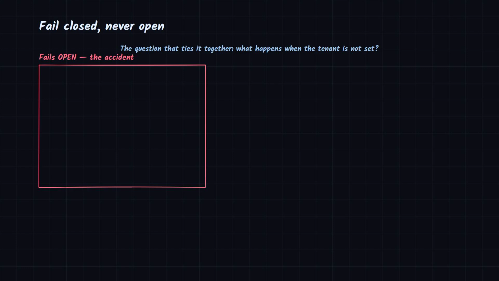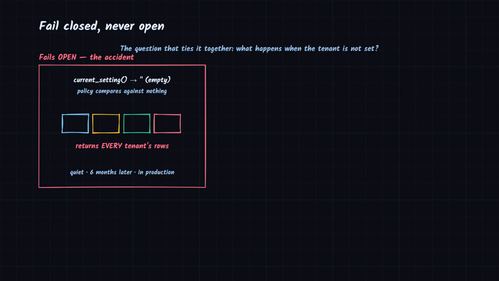One design decision ties it together. What should happen when the tenant is not set? The tempting answer is that the query runs unfiltered, which is what you get by accident if current setting returns empty and your policy compares against nothing. The correct answer is that it fails, loudly, immediately on the first query.